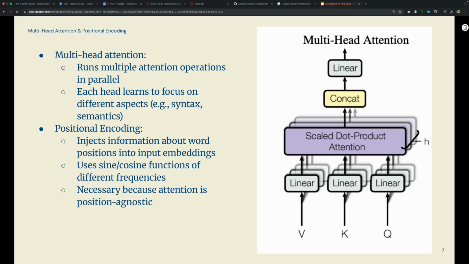Together, multi-head attention and positional encoding allow the transformer to simultaneously understand what words mean, how they are related to one another, and where they appear in a sentence, all information that is critical for natural language processing.